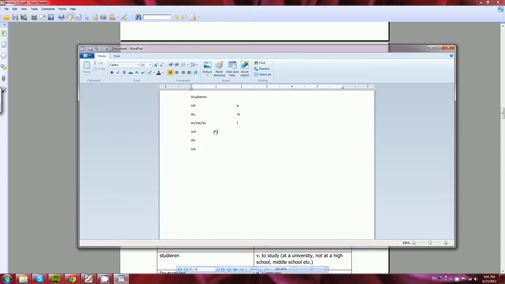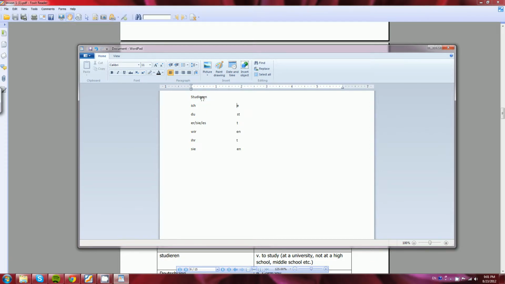Wir is going to be en. Ihr is the same as sie, so it's going to be t. Sie is going to be the same as wir, so it's en. And now, how do you form the conjugations?